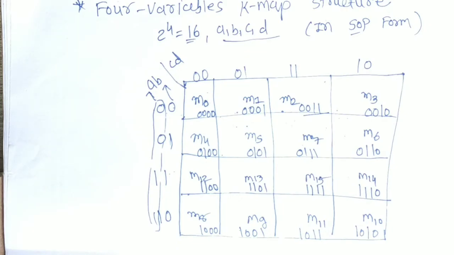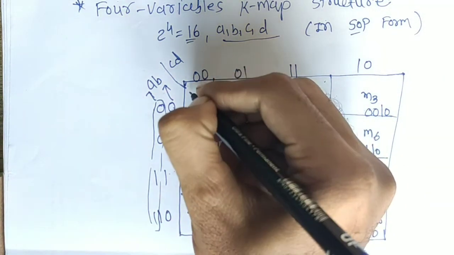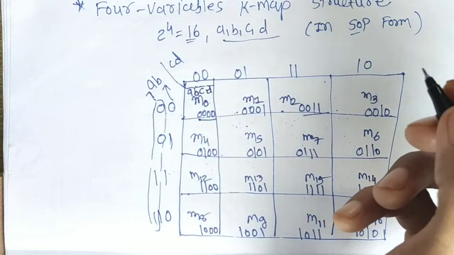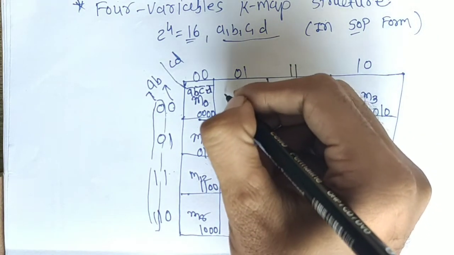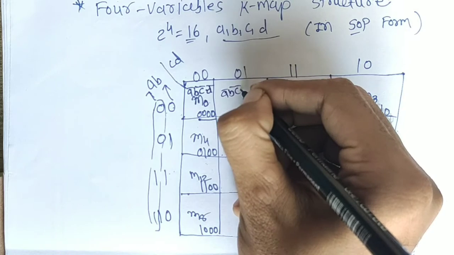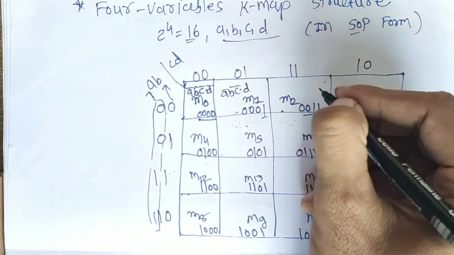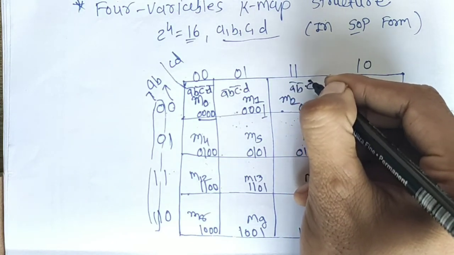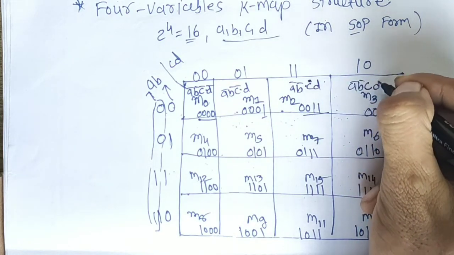So now we can define the address of each and every cell. Here all are 0, so it can be represented as A bar dot B bar dot C bar dot D bar, right? Here the value of D is 1 and the remaining 3 variables are 0. So this is A bar, B bar, C bar dot D. Here A, B are 0 but C and D are 1, 1. So A bar, B bar dot C dot D. Here is A bar, B bar, C, D bar.